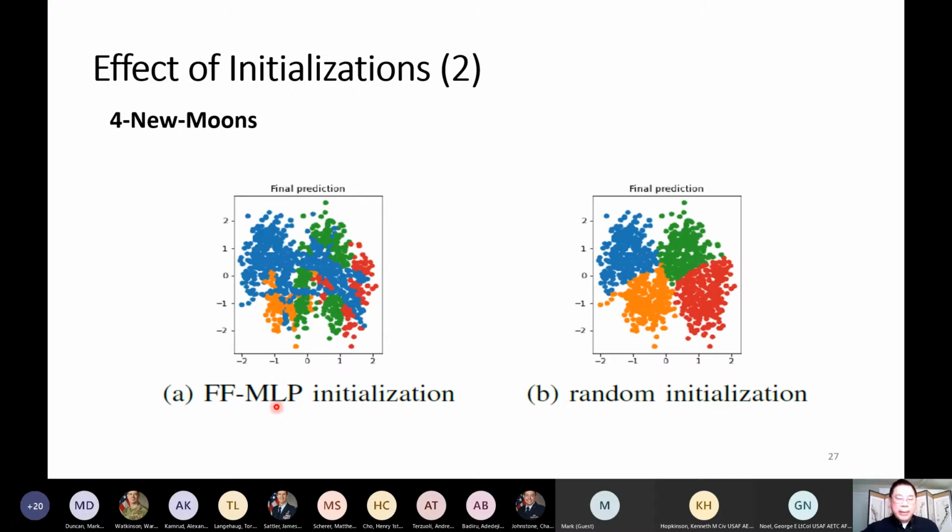So this is the four new moon case. Of course here we use four Gaussian components, so it's very messy. If we use two Gaussian components, it will be very nice. In this case, again, you do random initialization, but it's almost smooth everywhere. You just cannot see those moon shapes.